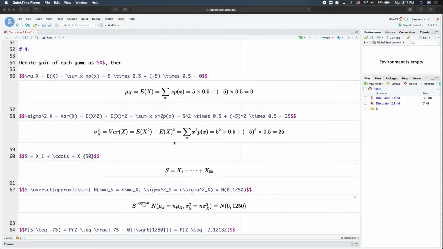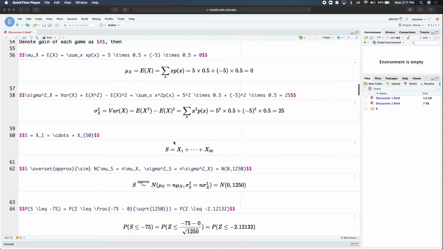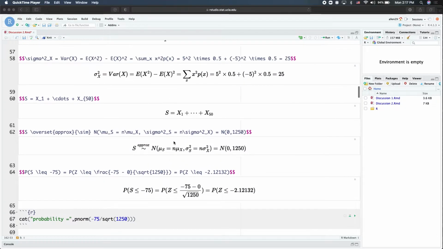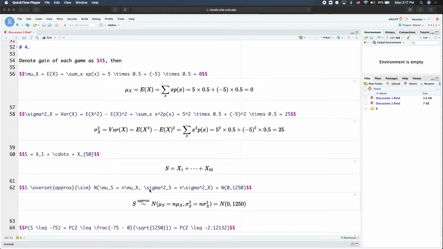Question 4. I think that question is asking about playing some game and the probability of losing more than $75. So I use X to denote the gain of each game. This will be similar to a coin toss. So our support is +5 and -5. You either win $5 or lose $5, so X can be equal to +5 or -5.